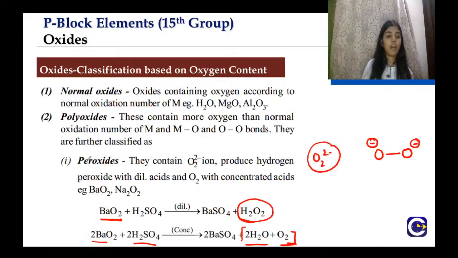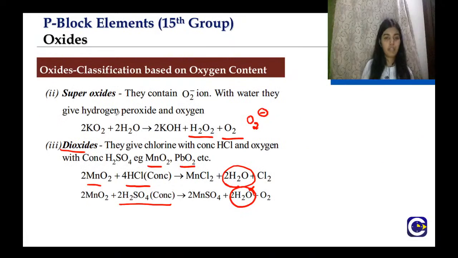First, metal peroxides, if you treat them with dilute H2SO4, will give you hydrogen peroxide. If you treat them with conc H2SO4, they will give you water plus oxygen. Superoxides, if you see, will yield peroxide plus oxygen. Dioxides, if you see, will yield water. Okay.